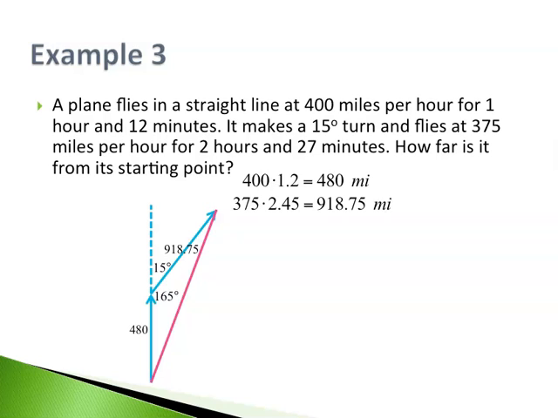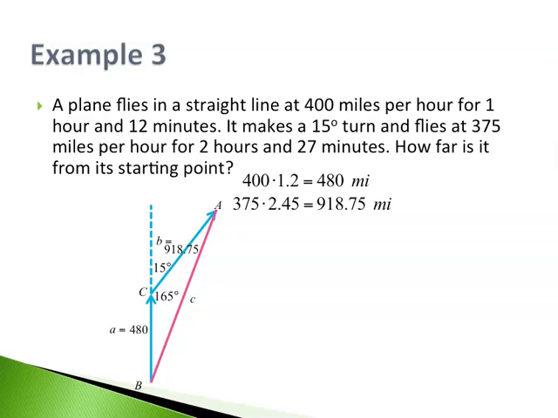And now let's label everything. A up here. I'm going to label angle B down here, angle C here. And then we know across from angle A is 480, that's side A. And then across from angle B is the 918.75, so that's side B. And across from the 165 degree angle, that's side C, and that's the one that we're trying to solve for here.